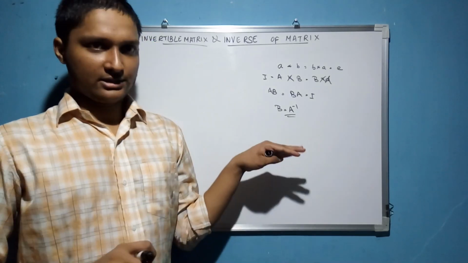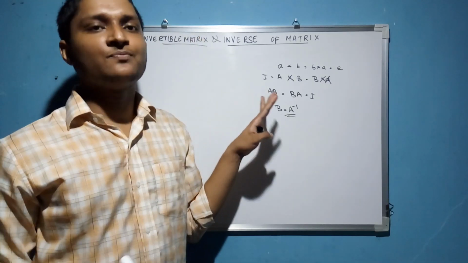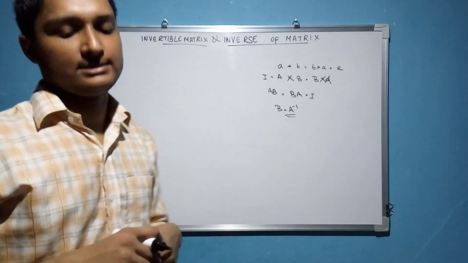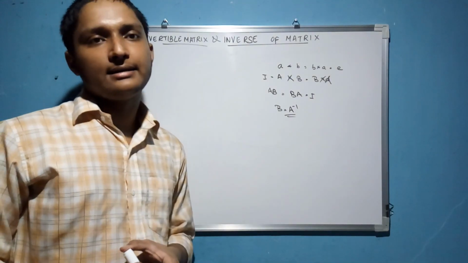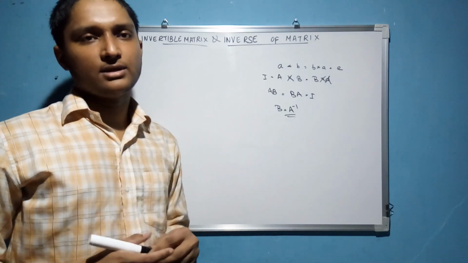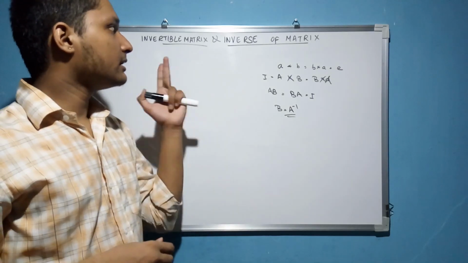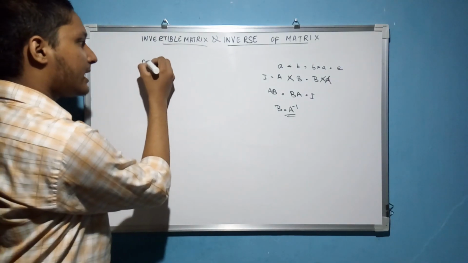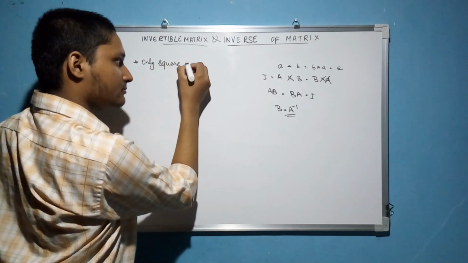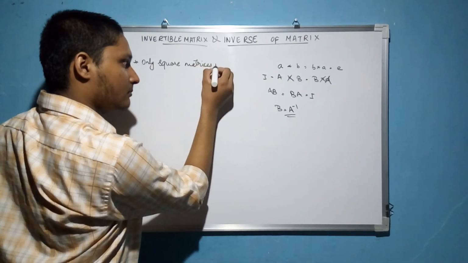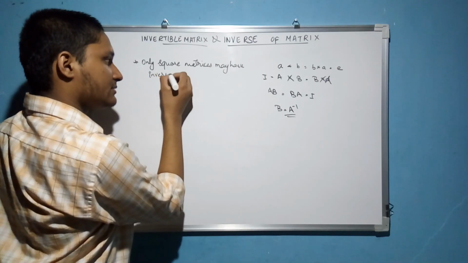I did not explain much about this because I have explained it in relations and functions. Similarly here it is going to be. The main thing is how we need to find the inverse. First of all, this much we found out. We need to know here that if B is equal to A inverse, that means that only square matrices may have inverses.